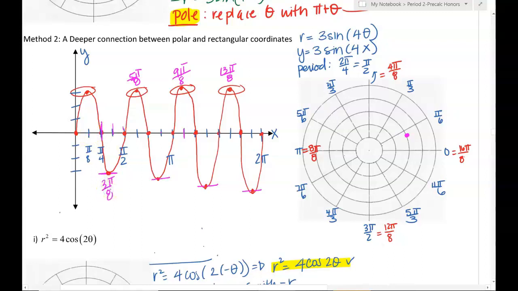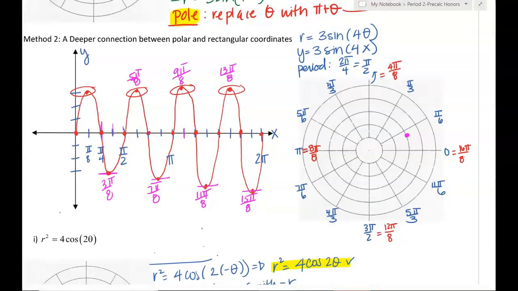Okay, and then if I keep adding a period, 7 pi over 8 is here. Add 4 over 8, so that's 11 pi over 8. And then add 4 more, so that's 15 pi over 8. So these are all the locations of my longest, or the tip of the petal, I would say.